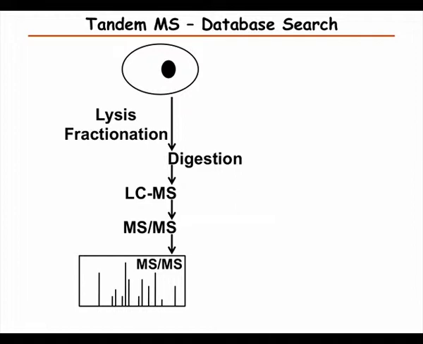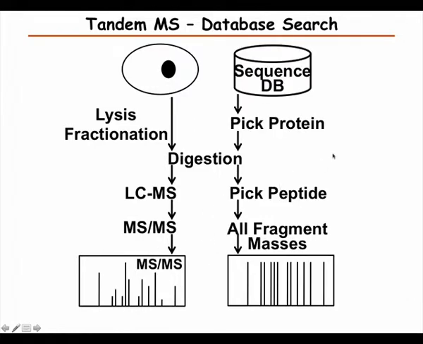The database search mimics the experiment in the computer. In the experiment, for example, we take a cell culture, lyse the cells, extract the proteins, digest them with trypsin, separate them with liquid chromatography, and fragment a lot of peptides.